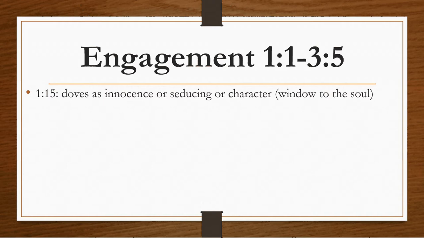Or there's another meaning which is completely contradictory of what I just said, and that's doves more in the sense of seducing, or maybe her character. There was this idea that the eyes were the window to the soul, which still carries on today. So you could see in a woman her character through her eyes. To say her eyes were doves can either carry the idea that she is a seducer, that he's just head over heels over how gorgeous this woman is, or that she just has a really good character. So you can take that and do what you want with it.